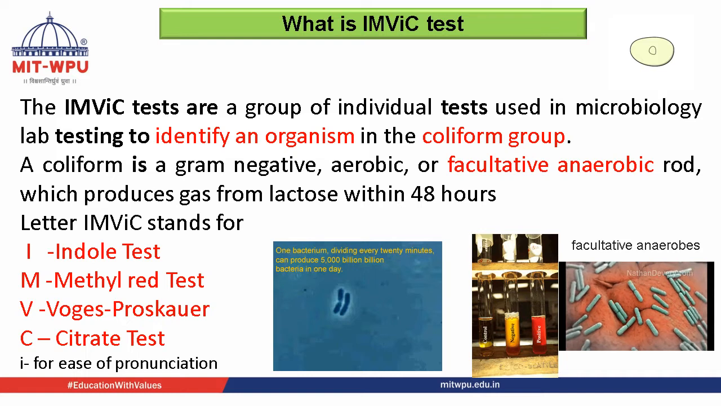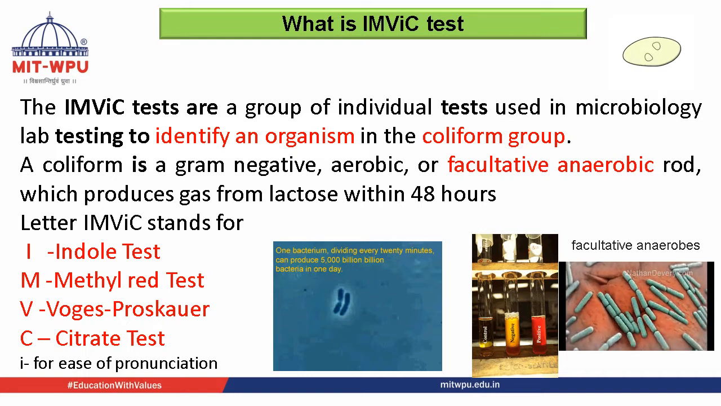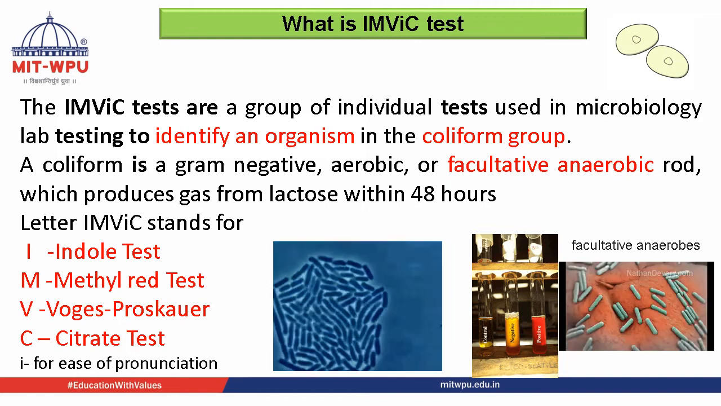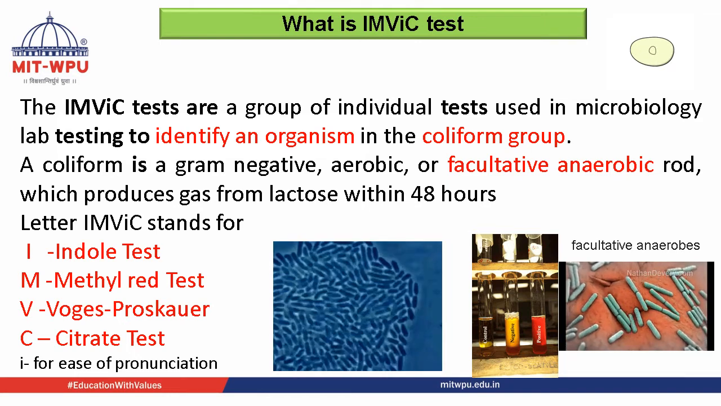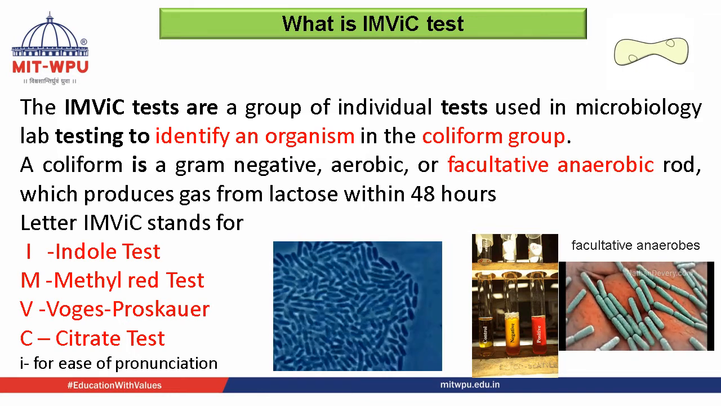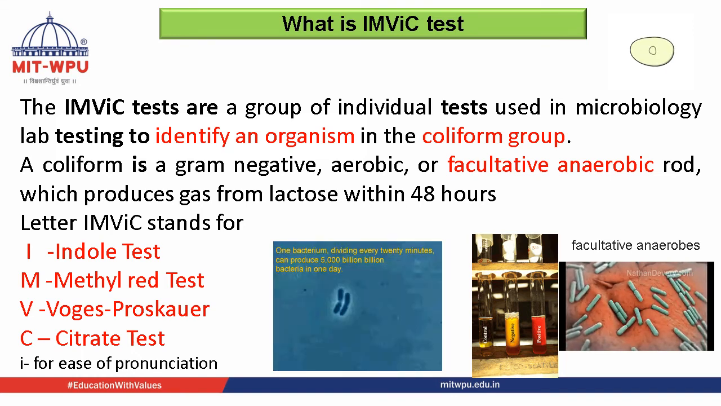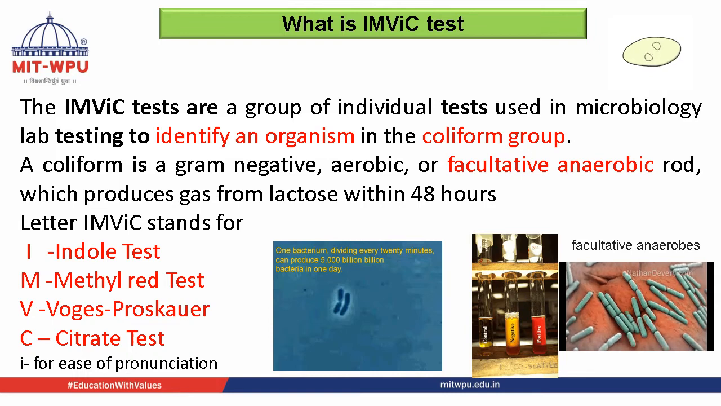So IMViC stands for I, the indole test; M, the methyl red test; V, the Voges-Proskauer test; and C, the citrate utilization test. The letter i is just for ease of pronunciation. Just to make it properly pronounceable, we use the name IMViC test.